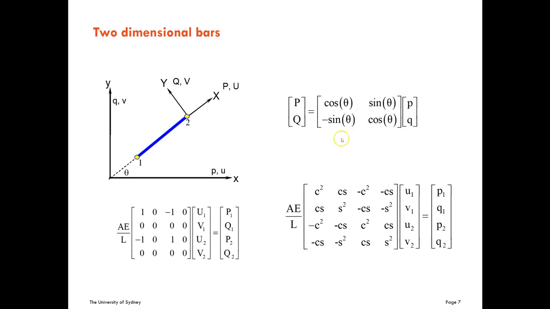So if you do the mathematics for capital P and capital Q and capital U and capital V, the loads and the displacements, this is the final result that probably you are familiar with. This is the element stiffness matrix. This is the element stiffness matrix in the global coordinate system. And this is the element stiffness matrix in the local coordinate system. Here we simplify. C means cosine of theta and S is sine of theta.